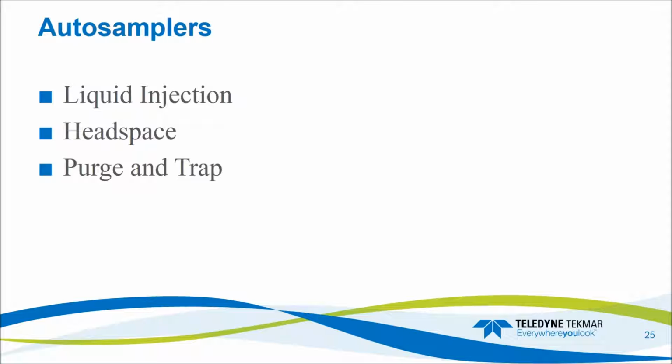Okay, so that brings us to autosamplers. I'm going to talk about three different types of autosamplers today: liquid injection towers, headspace autosamplers, and then purge and trap concentrators.